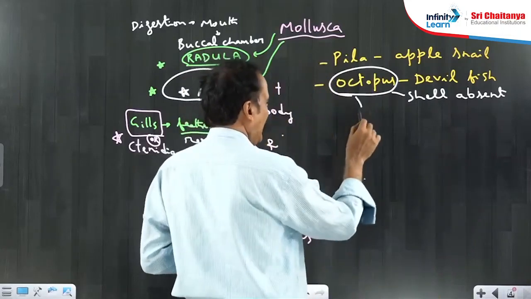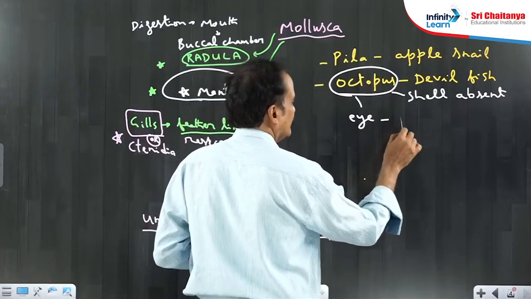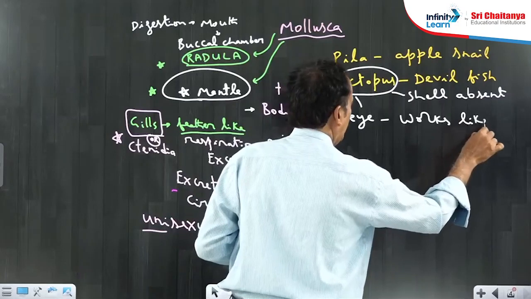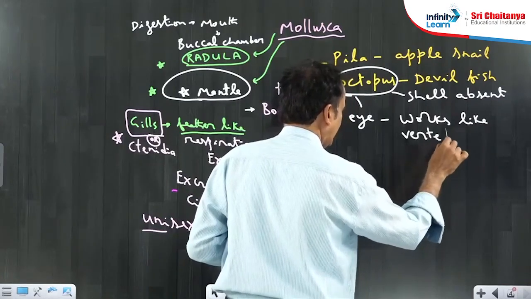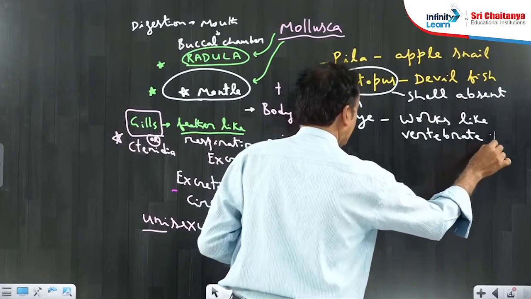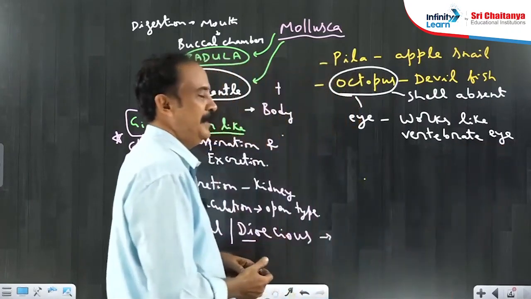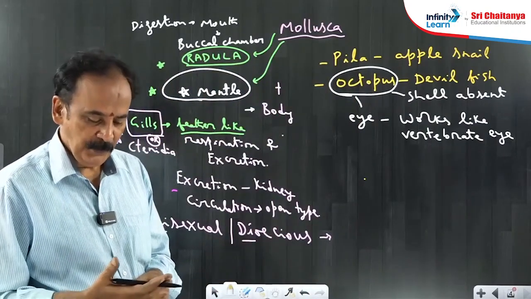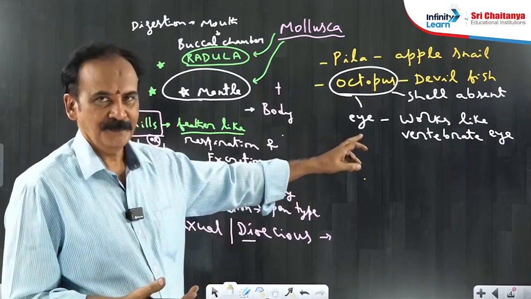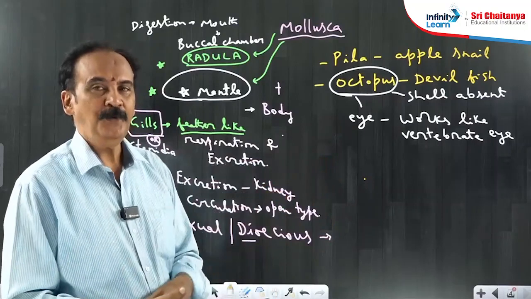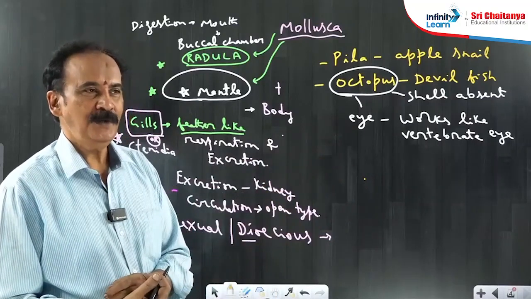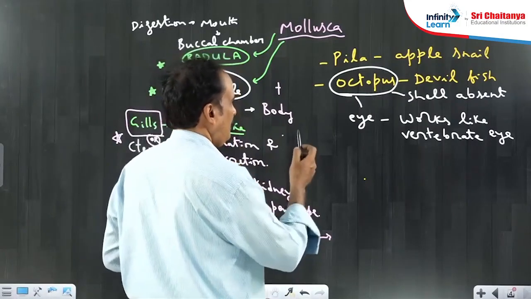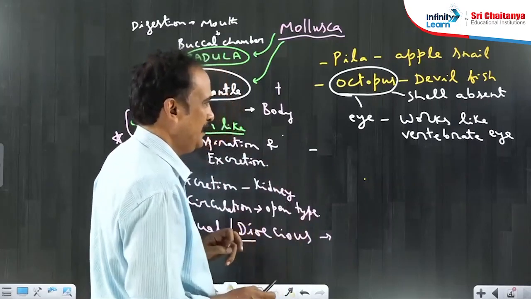Right? Octopus eye works like a vertebrate eye. Octopus eye will function like the vertebrate eye, the human eye, right? So, are they homologous or analogous? That means functionally the same. Octopus eye is functionally similar to the human eye. Are they homologous or analogous? I can respond. And octopus is devilfish, having strong arms with suckers.